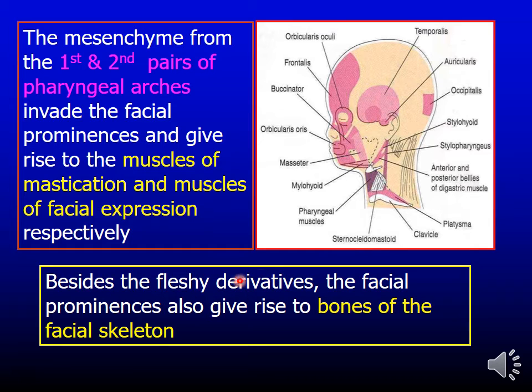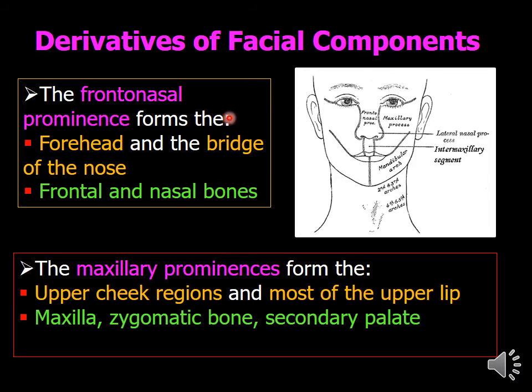Besides the fleshy derivatives of these arches, the facial prominences also give rise to the bones of the facial skeleton. As you know previously, each pharyngeal arch gives skeletal parts and muscles, and each one is supplied by its own nerve and artery. The frontonasal prominence forms the forehead and the bridge of the nose. These are derivatives of each part of the facial components.